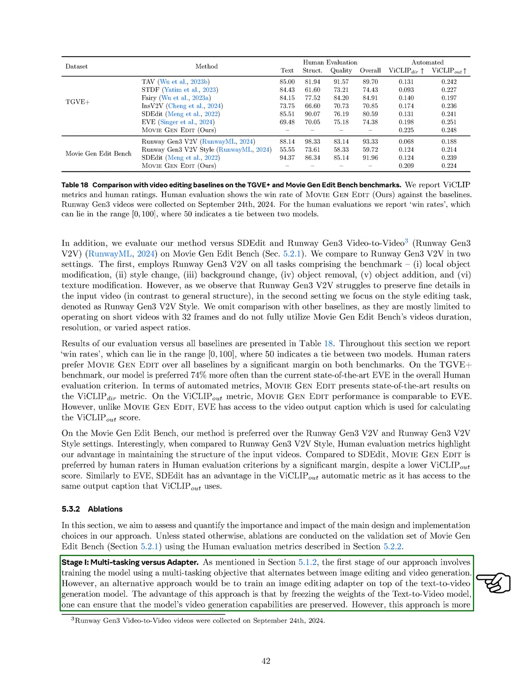In Stage 1, we compare multitasking with using an adapter. We initially train our model with a multitasking goal that switches between image editing and video generation. Alternatively, we could train an image editing adapter on top of the text-to-video model. This method allows us to keep the video generation abilities intact by freezing the weights of the text-to-video model.